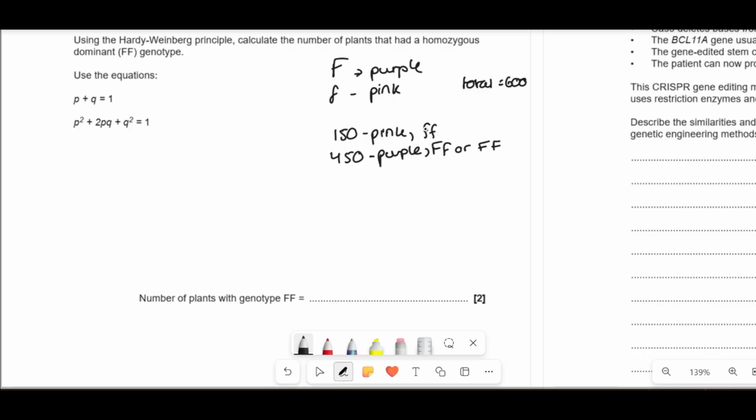So we have 150 of these that are pink. To work out the proportion, the frequency, you do 150 over 600, and if we simplify that, you get a quarter. And then 450 over 600 is 3 quarters. So 3 quarters is 0.75, and the quarter is 0.25, right?